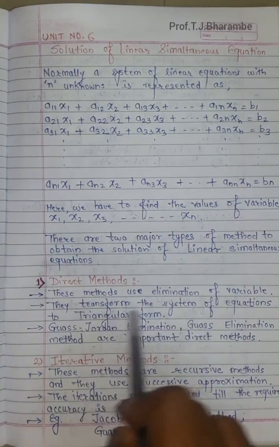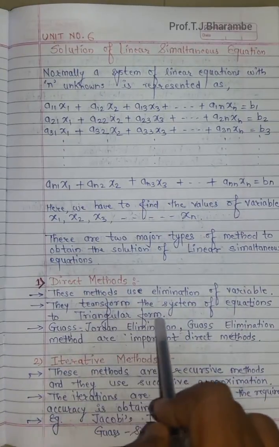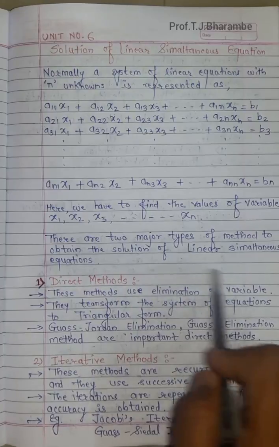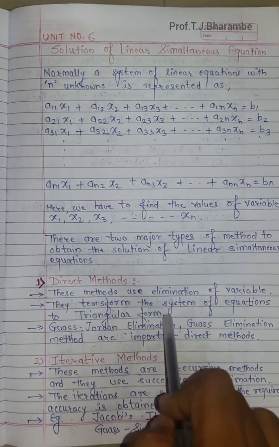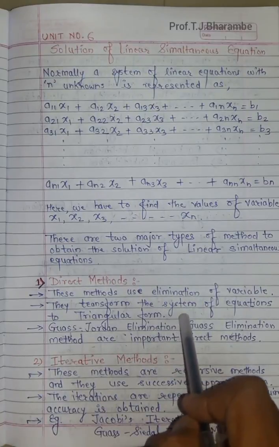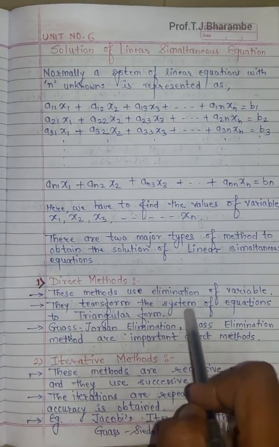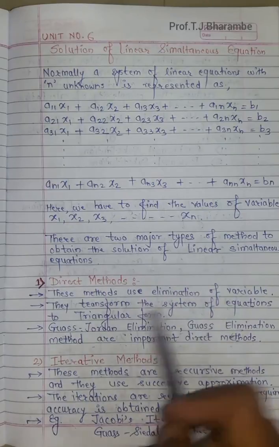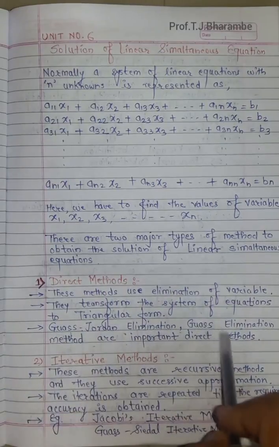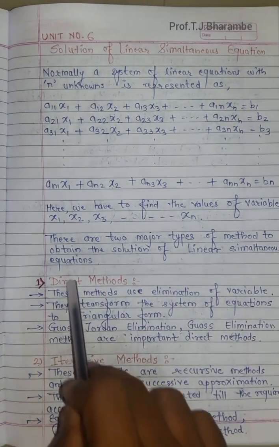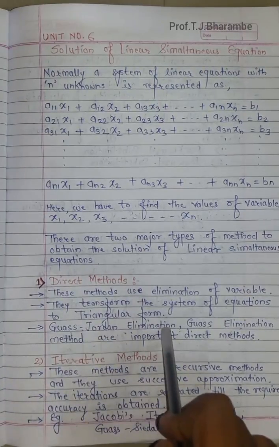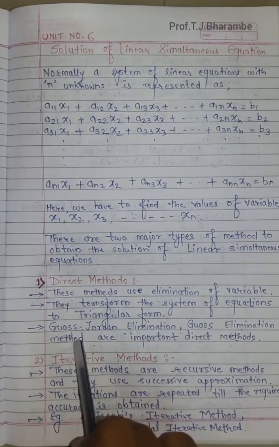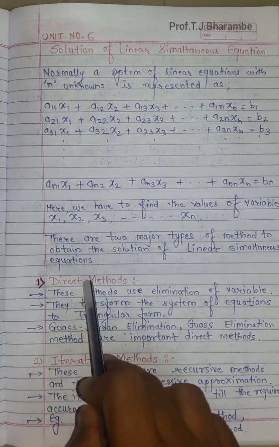They will transform the system of equations to triangular form. By using this technique, they will transform the system of equations to triangular form, that is a triangular matrix, either lower triangular matrix or upper triangular matrix. These are a few important methods which come under the direct methods: Gauss-Jordan elimination method and Gauss elimination method. These are the direct methods.